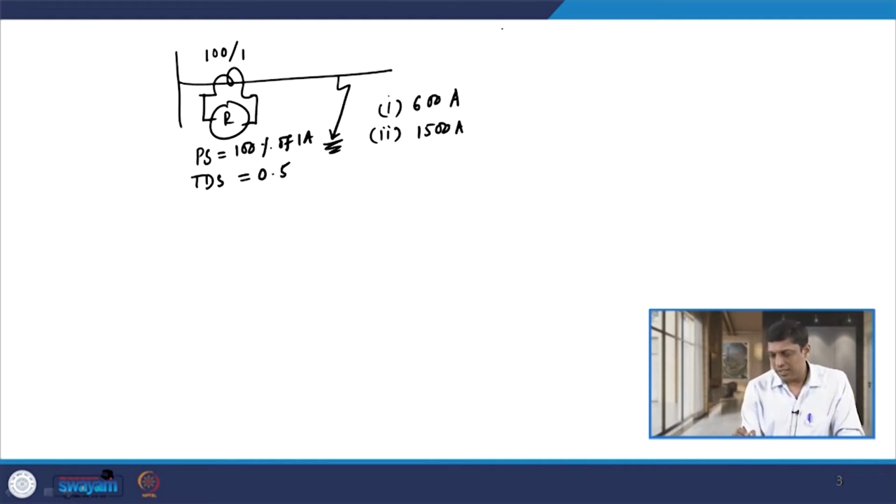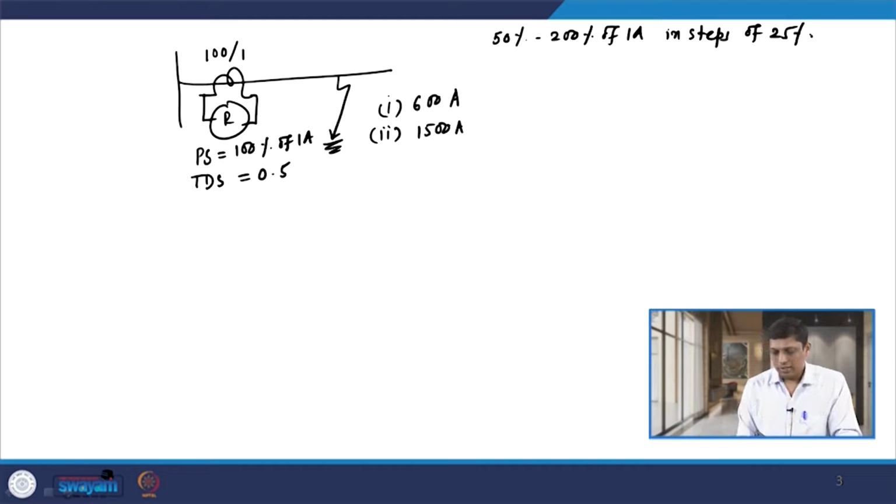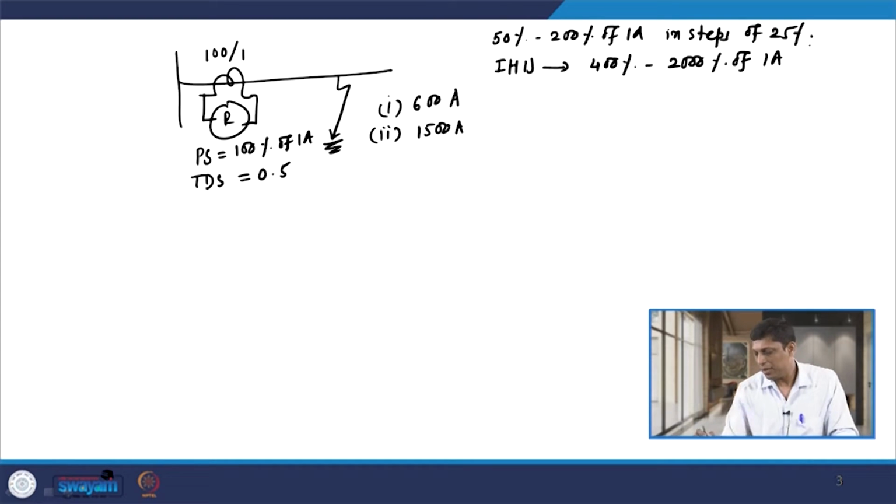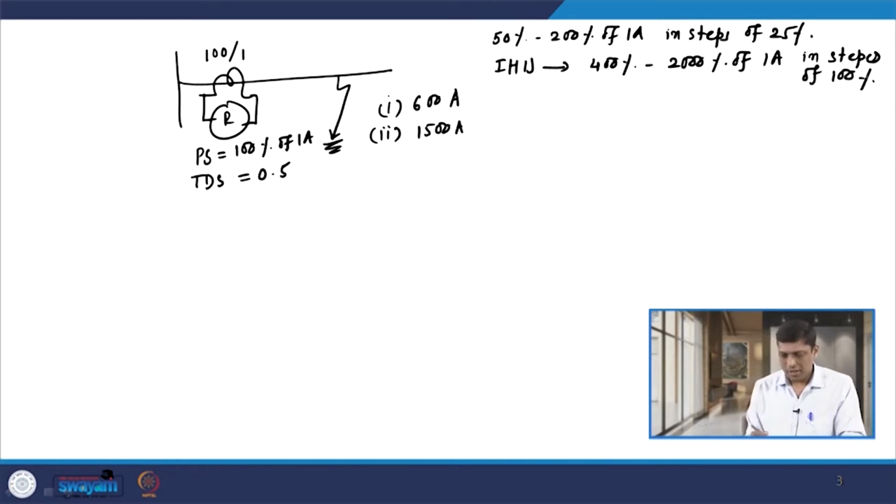The setting range of this relay R is from 50% to 200% of 1 ampere, in steps of 25%. The setting range of the instantaneous high set unit is given as 400% to 2000% of the relay rated current, that is 1 ampere, in steps of 100%. So, with this background, let us find out the time of operation of the relay.